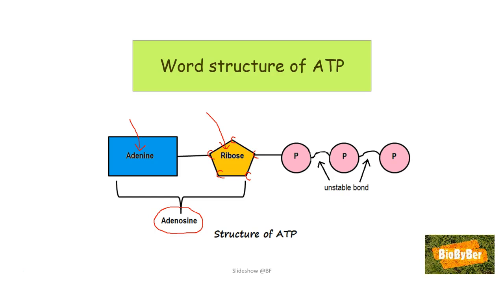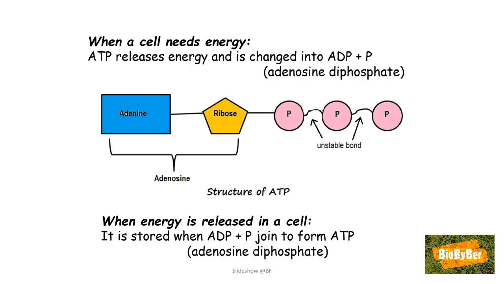The phosphates are found here at the end and are bonded to one another. The bonds contain a lot of energy. Sometimes they're referred to as energy-rich bonds. Other times they can be called an unstable bond, which contain a lot of energy. You need to be able to draw this structure. Now, when a cell needs energy, what happens is the ATP will release the energy.